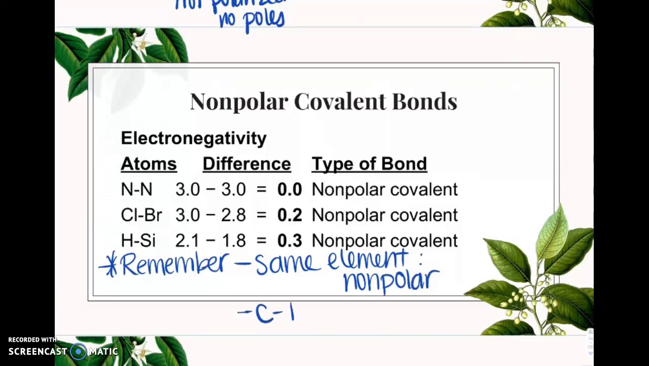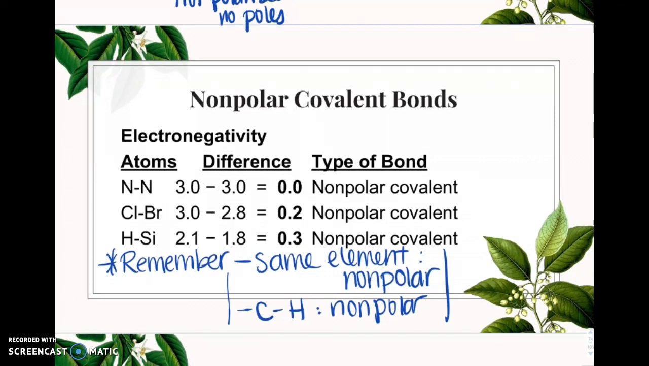Or if it's carbon, hydrogen, non-polar. Otherwise, you have to be given a table to tell.